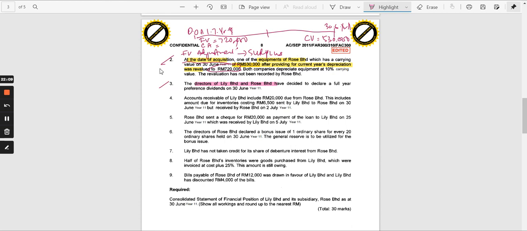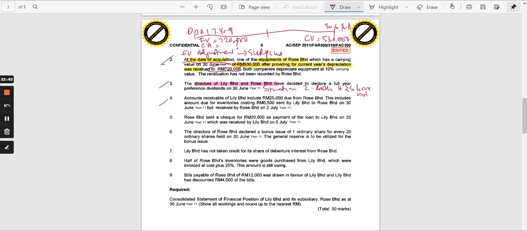Here you are informed directors only decided to declare full year preference dividend. So this is actually situation 2, right? Situation 2, because both have not recorded, so you are going to record, right? We're going to be doing that. This is both H and S have not, so we're doing that. Just identify that first. This is on dividend.